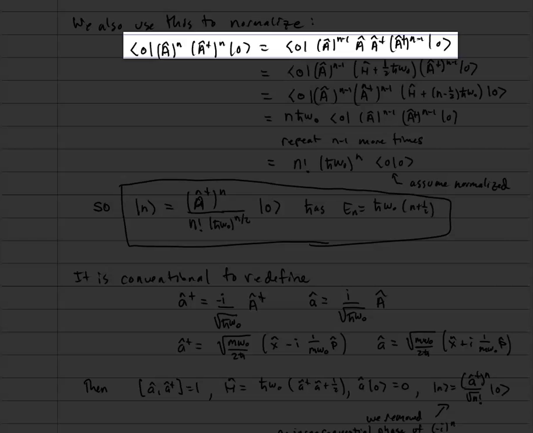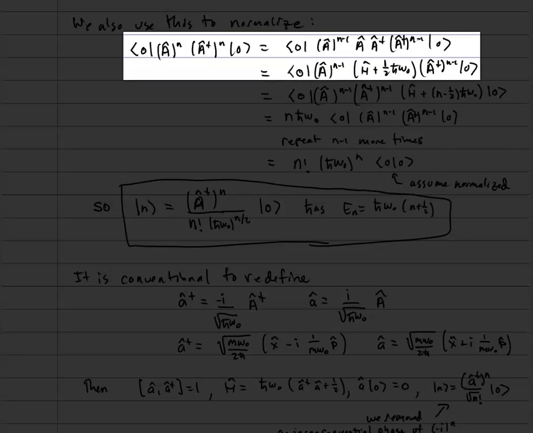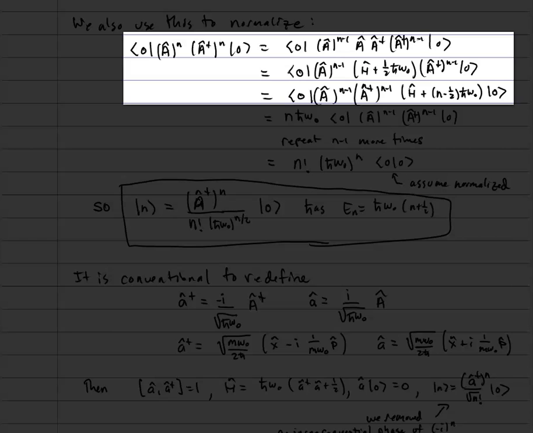Well, we know what A A dagger is. It's just equal to H plus 1/2 ħω₀. We worked that out on the first page. We worked out what A dagger A is, but we also worked out what the commutator of A with A dagger is, and you can use that to verify that A A dagger is equal to H plus 1/2 ħω₀. Now, I'm going to use intertwining to move that H through all of those n minus 1 A daggers, and in the end, I'm going to get another n minus 1 ħω₀s, and so when all the dust settles, I'll have H plus (n minus 1/2) times ħω₀ multiplying the ground state.